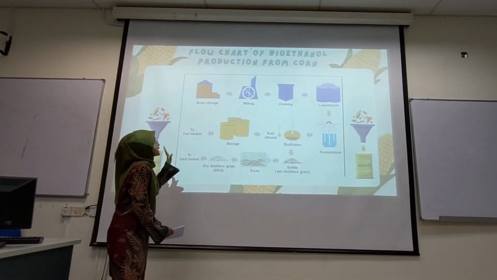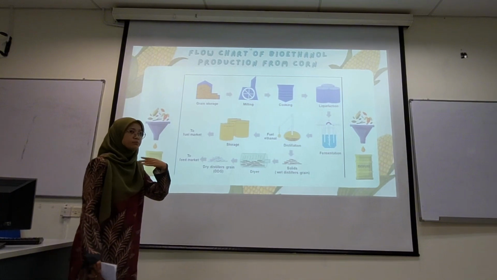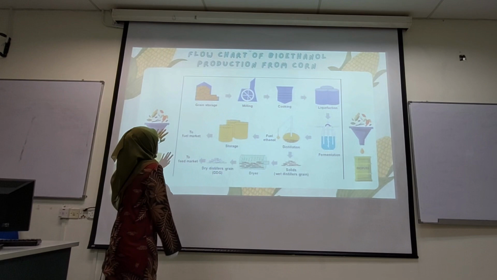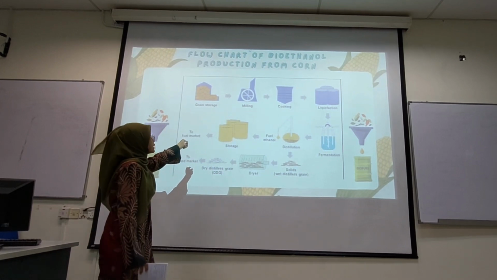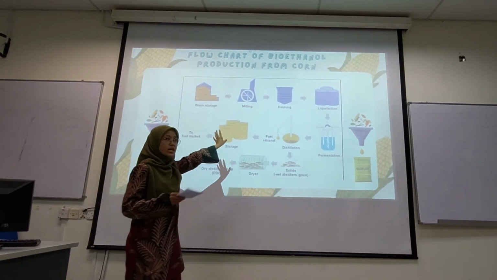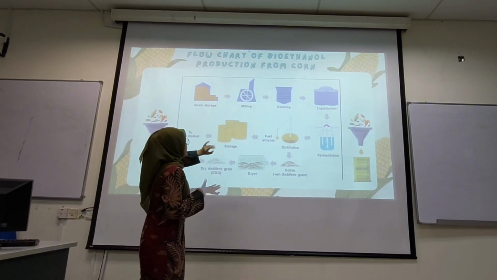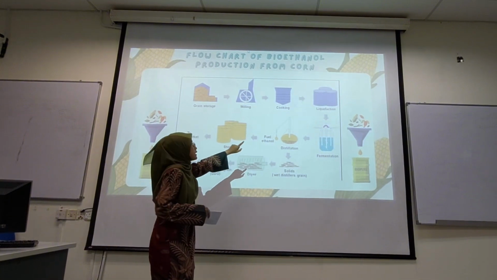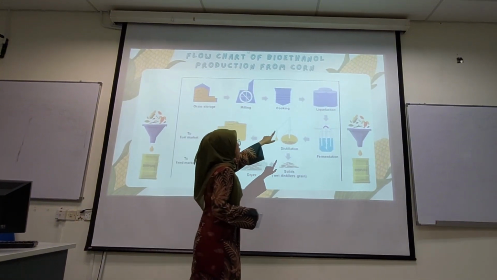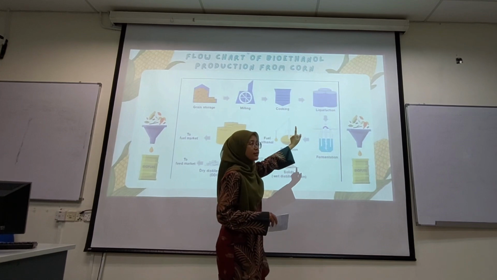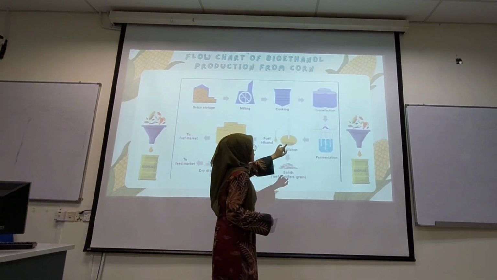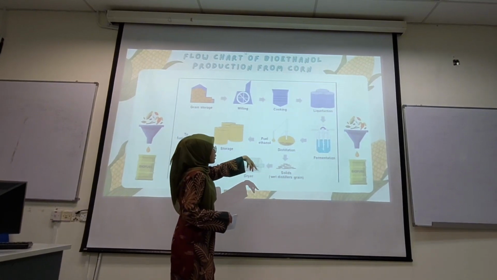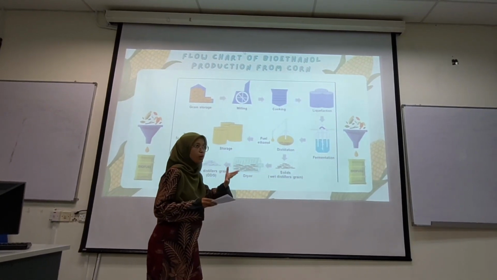So this is the flow chart of how the corn becomes ethanol. Firstly, we go to the factory or the grain storage, and then we go to the milling for the starch or blending, and then we cook it at a high temperature, and then we go to the liquefaction or saccharification, and then we do fermentation. This is distillation, where we want to get pure oil.